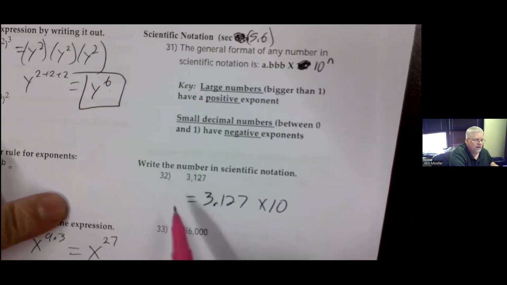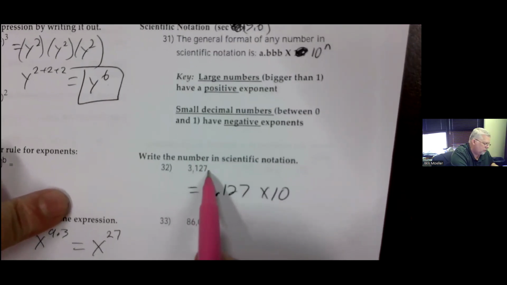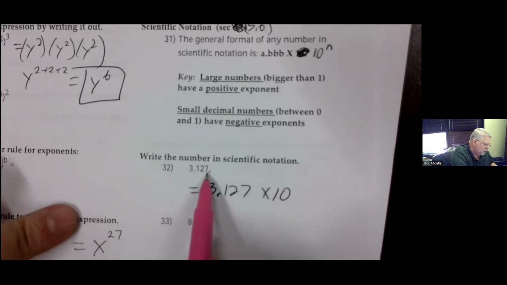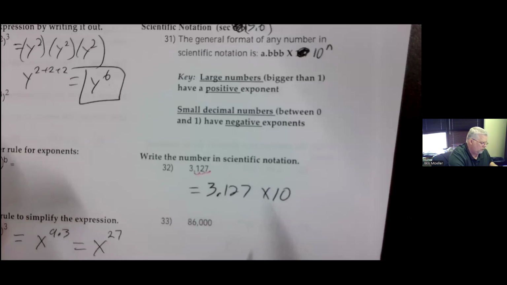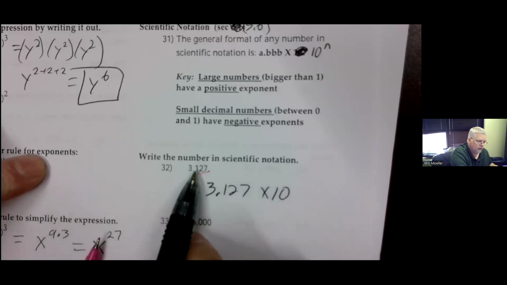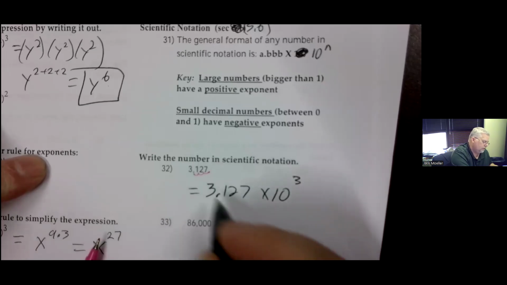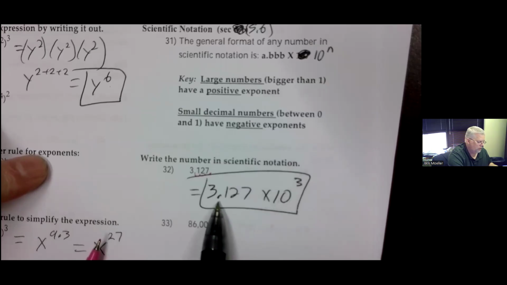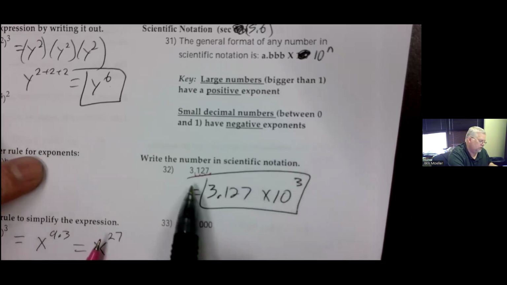So where was the decimal in 3,127? It was right here. How many places did we move the decimal? It doesn't matter which direction you go, we moved it 3 places. 1, 2, 3. So is this a positive 3 or a negative 3? This is not a small decimal number less than 1, so it's positive, because 10 to the third is 1,000. So we're doing 3.127 times 1,000 to get to 3,127.